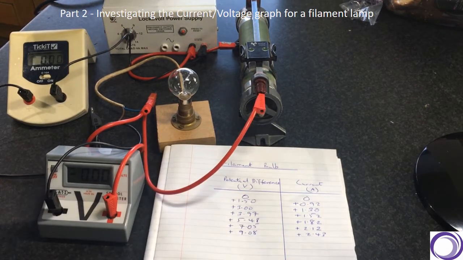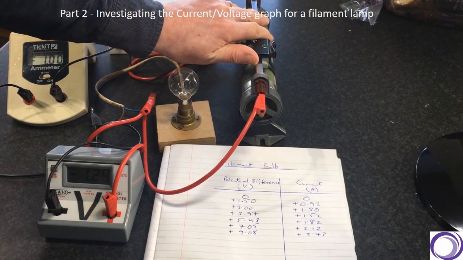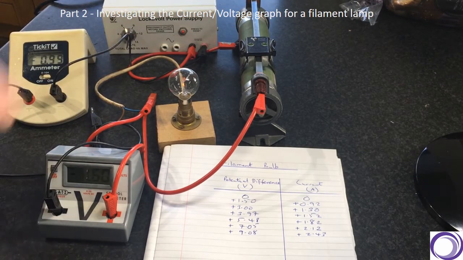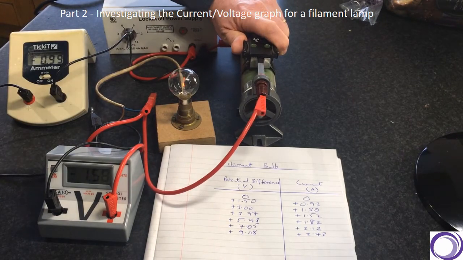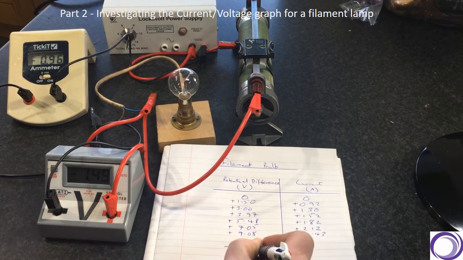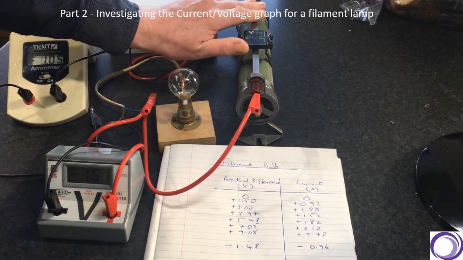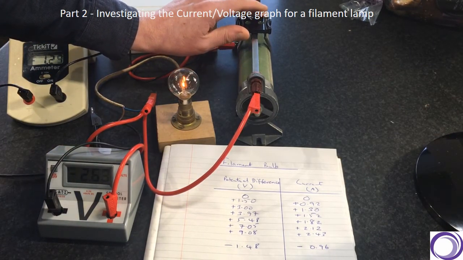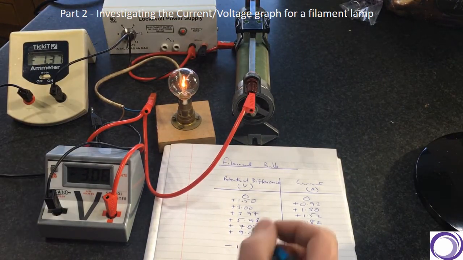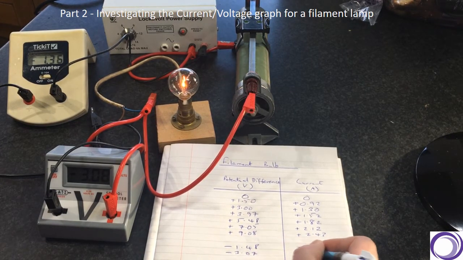I want to get it roughly the same, so I want minus 1.5. Minus 1.48 and minus 0.96. Around about 3. See the bulb just lighting up now. Minus 3.07. Minus 1.37.